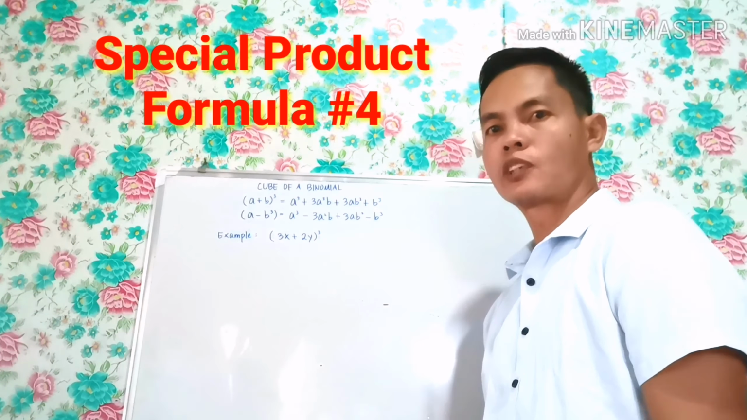Okay, so let's proceed to the next formula, which is the cube of a binomial. So if we have here a plus b raised to the power of 3, or the cube of this binomial, and the other one is the difference of two, or maybe we can say a minus b to the third power. So the formula for this is: a plus b raised to the third power is equal to a cubed plus 3a squared b plus 3ab squared plus b cubed.